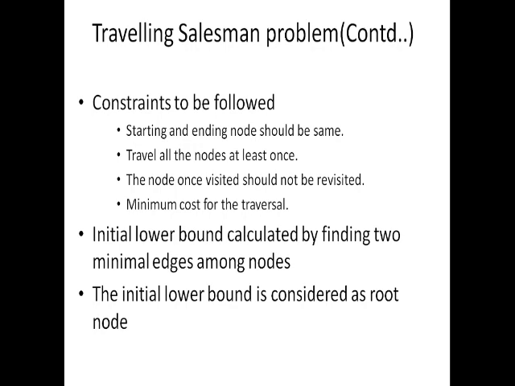So each level we will have multiple values. After calculating the multiple values, we have to find the minimal among these calculated lower bound values. Here, the initial lower bound is calculated by finding the two minimal edges among nodes. The initial lower bound is considered the root node, because after finding the root node only, we will be getting expandable nodes.